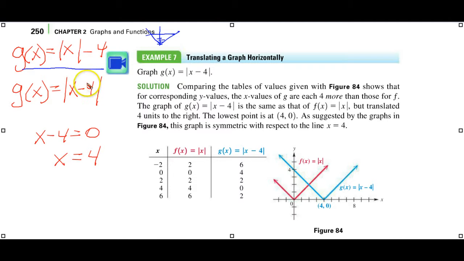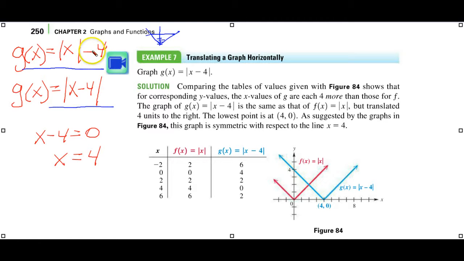Well, remember, we solve what's in the absolute sign by saying x minus 4 equals 0. So what would x become? Well, x is going to be a 4. So where is a 4? X is a 4 on this particular graph. Here we're translating a graph horizontally when it's in this particular configuration.